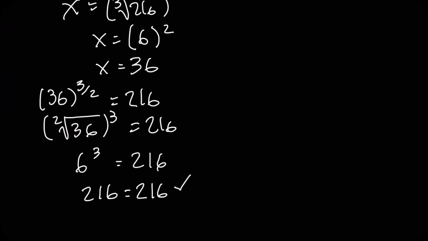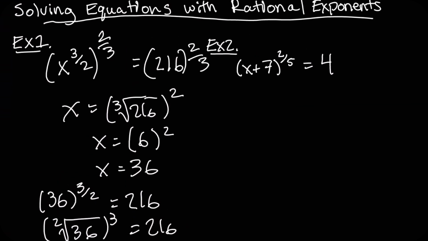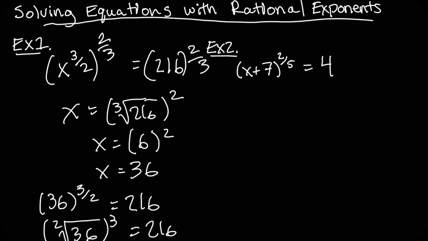And then let's go ahead and look at our second example here. So x plus 7 raised to the 2/5 is equal to 4. Again, we'll go ahead and take this one and raise it to the 5 halves on both sides.